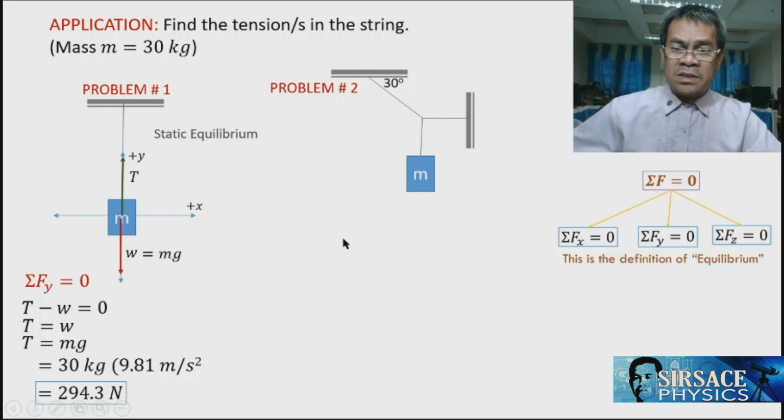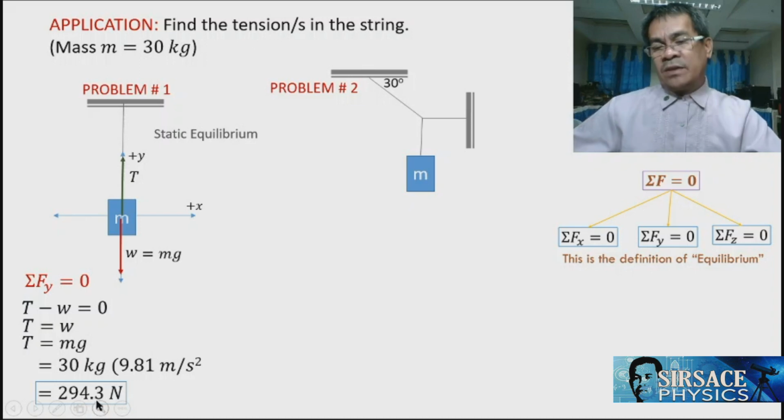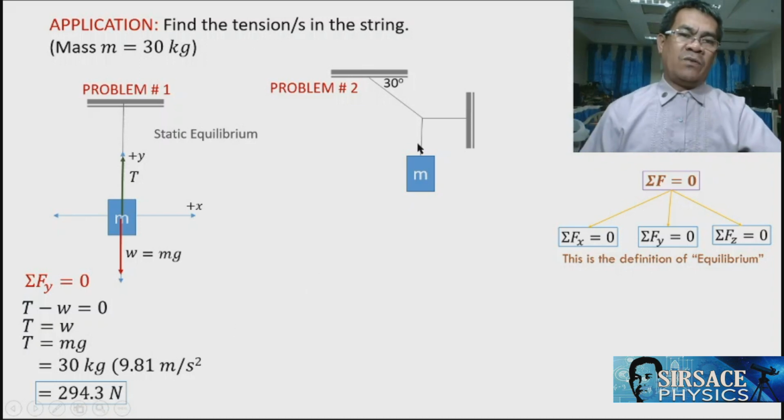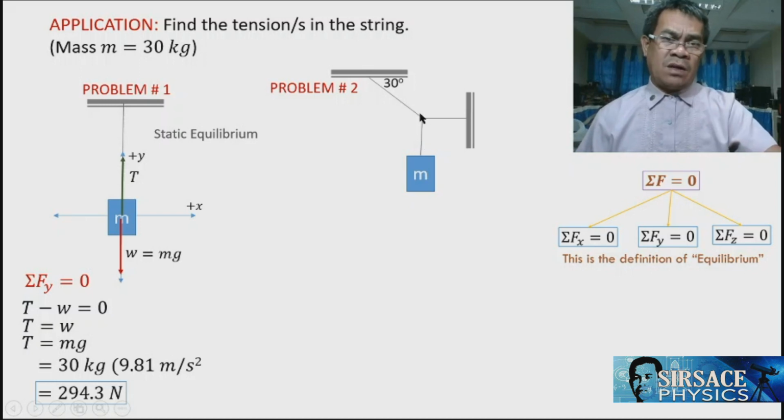This string is the same as the weight, because the weight is still 294.3. So therefore, we already know that the string here has a tension of 294.3. Our task is to calculate the amount of tension in this cord and also this cord.